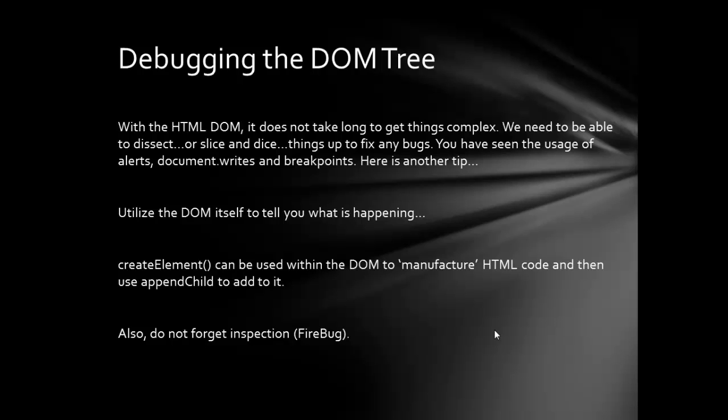Now, I've already shown you alerts. Of course, you can use document writes and breakpoints. Let me show you another one. You can use the DOM itself to tell you what's happening to the page, and I'll show you an example of that when we go through the code. We can use a method called createElement, and not just with debugging, we can use that method to create anything we want on a page. We can create HTML code and then use the appendChild method to add to it. Of course, you can use Firebug as well, and I'll show you that.